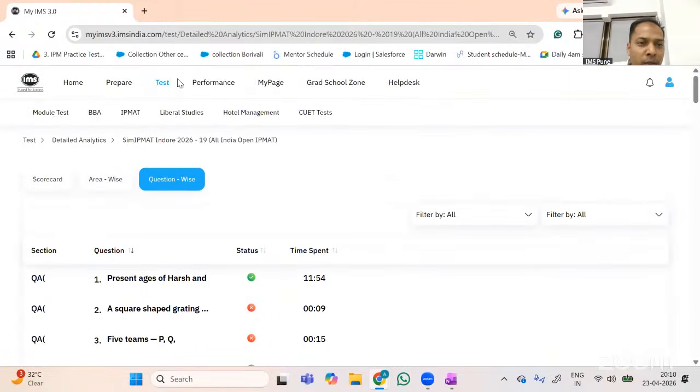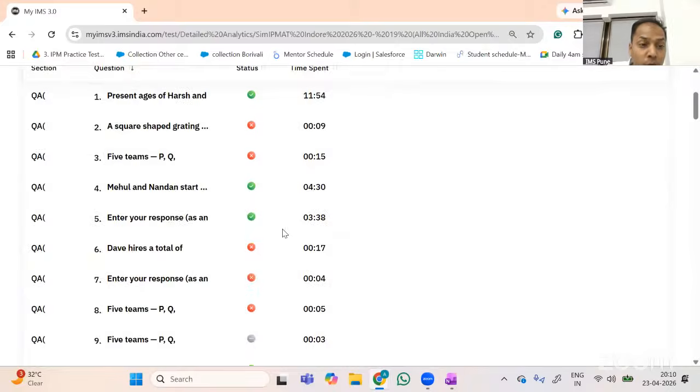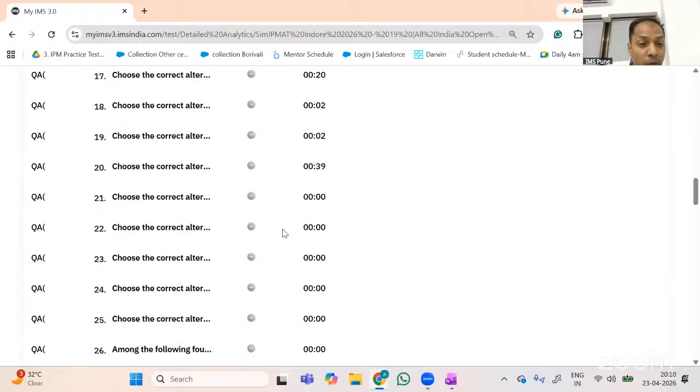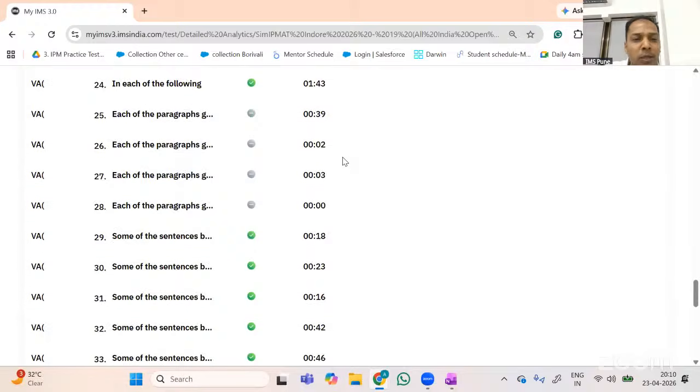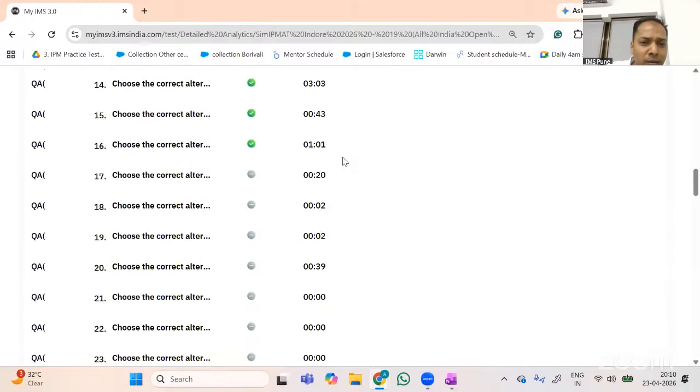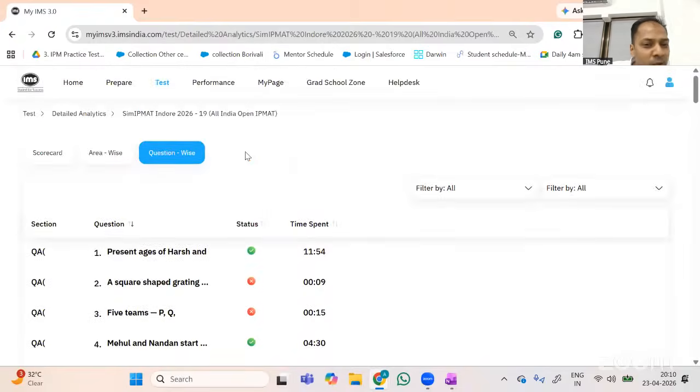If you are someone who's preparing for IPMAT Indore, I can tell you this test was actually a very close reflection of how your actual paper could be. Even if the QA section is difficult, it was challenging in this paper. And the way I attempted the short answer section, I was very happy with that. But the way I attempted the MCQ section, I faltered in between. I spent a lot of time on questions that I should not have attempted. So maybe my time management should have been better.